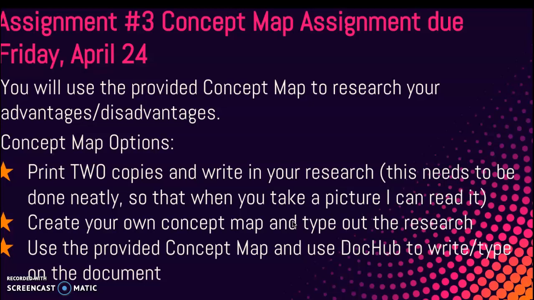The other would be to create your own concept map in Google Docs, whether you draw circles and then write in your information, or whether you create a list of your reasons and then just type out support and then your information and elaboration and evidence. That's another option. Or using the provided concept map and then using an app like DocHub or Kami.